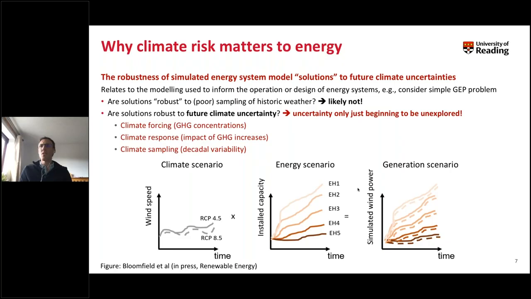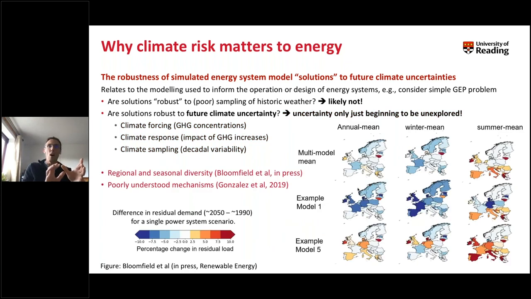But there are so many degrees of uncertainty here. There's the climate forcing: how much greenhouse gas emission is there going to be? What's the response of the climate system to those greenhouse gases? And how do we sample that? The climate varies naturally from one year to the next and one decade to the next. So picking random snapshots of that, even 10 or 20-year snapshots, you can end up with quite biased results relative to the true long-term average.